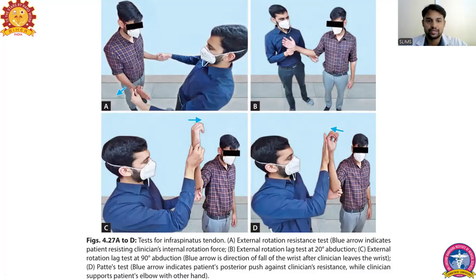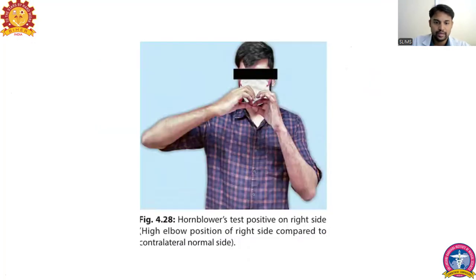And you should also check the external rotation like this. You should ask the patient to adduct the arm towards the shoulder and ask them to do external rotation away and internal rotation. So these are the main tests.